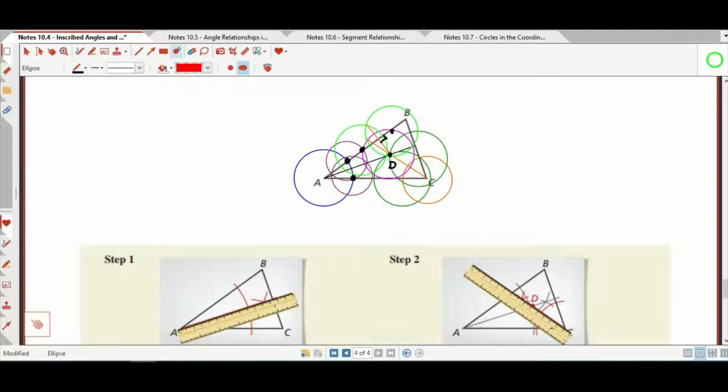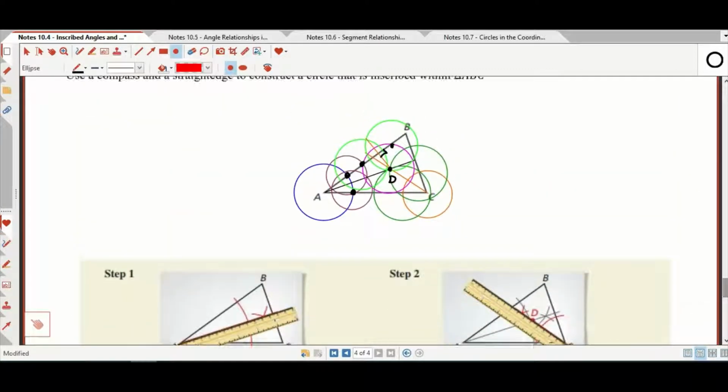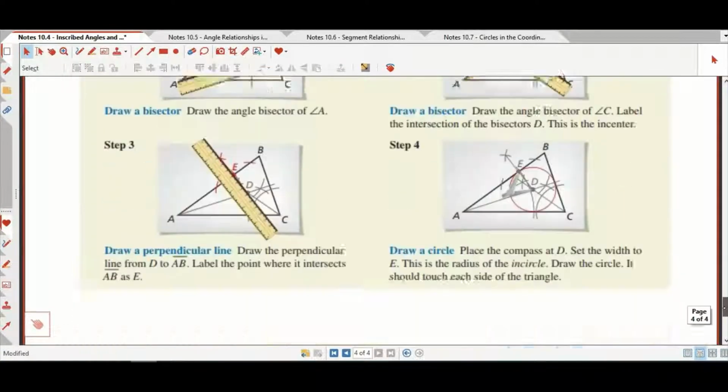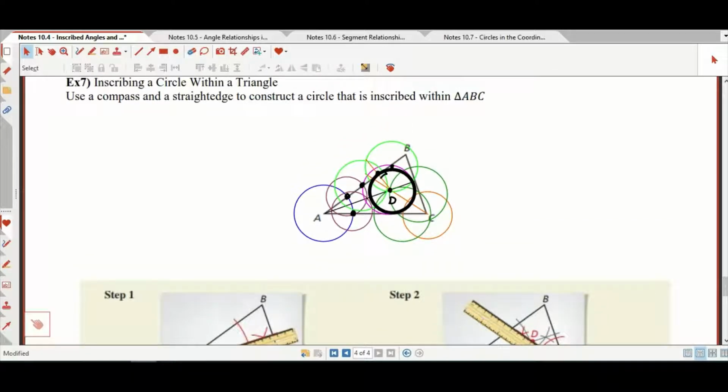And then you're finally going to do your answer as a circle centered at D that goes through that place that you just marked right here. That is this place where that perpendicular line meets AB, and it goes through D. There it is. Okay, I believe that's all. Okay, there it is, folks. So there's your inscribed angles and arcs.